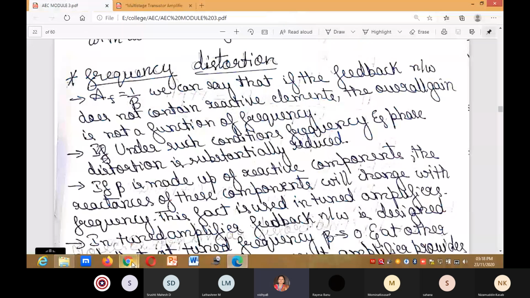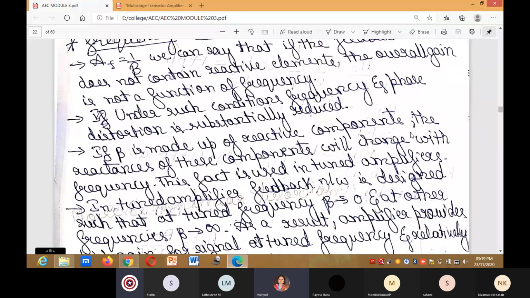Next, frequency distortion. AF is equal to 1 divided by beta. If the feedback network does not contain any reactive elements, then what happens? The overall gain is not a function of frequency. Under such conditions, the frequency and phase distortion is reduced. If beta is made up of reactive components, the reactance of these components will change with the frequency.